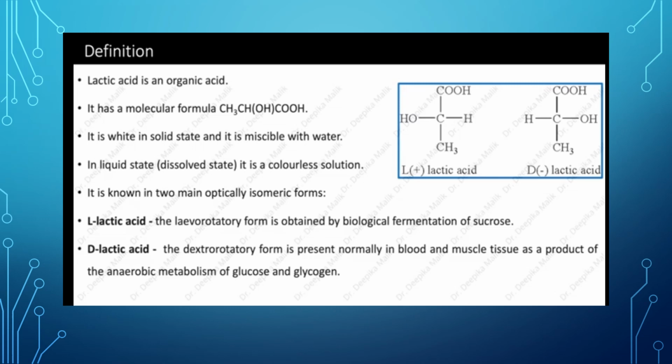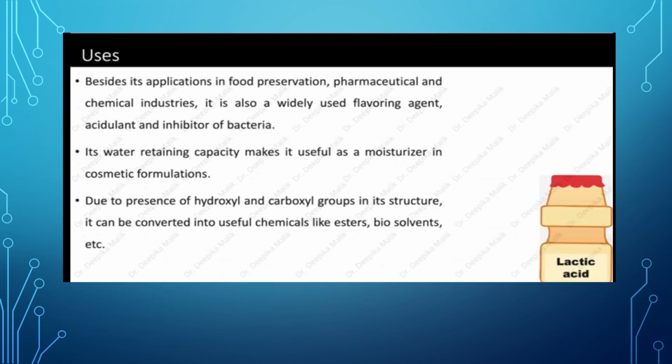Lactic acid is an organic acid. Its molecular formula is CH3CHOHCOOH. Here you know that there are two forms of lactic acid, L-lactic acid and D-isomer of lactic acid. L-lactic acid, the levorotatory form, is obtained by biological fermentation of sucrose, and D-lactic acid, also called dextrorotatory form, is present normally in blood and muscle tissues as a product of anaerobic metabolism of glucose and glycogen.